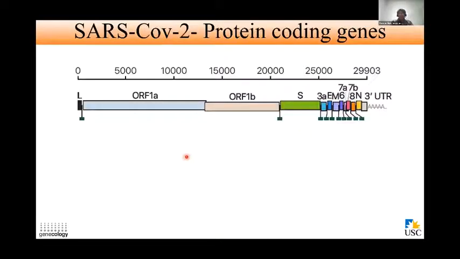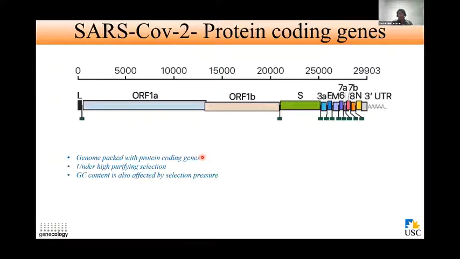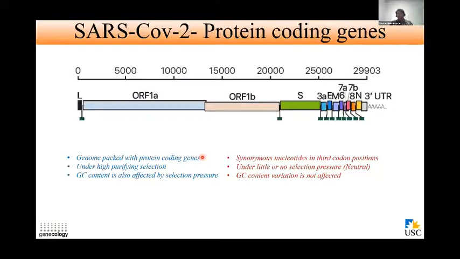As you can see, the genome is packed with protein coding genes. Because protein coding genes are important, they're all under high purifying selection. Because of this, naturally the GC content of the genome will also be under selection. So to remove that, I looked at the nucleotides in the third codon position, which are called synonymous nucleotides. These nucleotides are generally under less or no selection pressure.